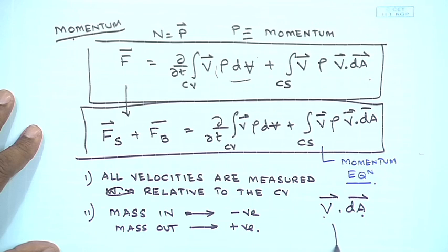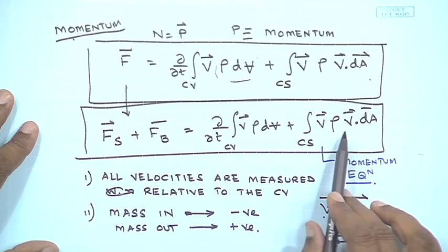If this is a control surface, the area vector will always point to the outer side, outwards. Now, if you have velocity which is coming in through the control surface, then obviously the product is going to be negative, whereas if you have the velocity which is in the same direction as that of the area vector, in that case the dot product of velocity vector and area vector would be positive.